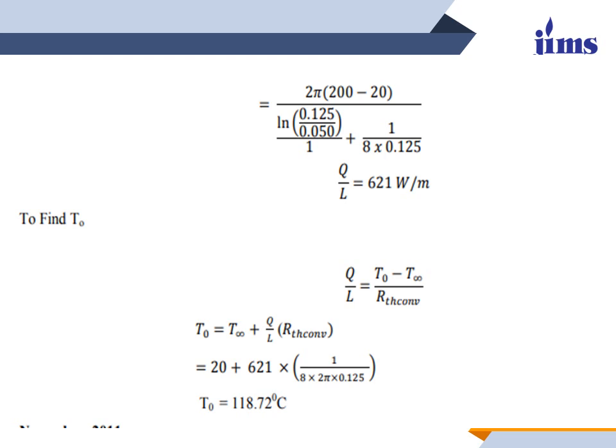So the next question is T naught, that is Q by L is equal to T naught minus T infinite whole divided by the resistance. So T naught, solve this equation. T naught is equal to T infinite plus Q by L multiplied by the conductive resistance. So T infinite is equal to 20, and we have calculated the Q by L, that is 621 multiplied by 1 divided by 8 multiplied by 2 pi 0.0125. So the final answer of the T naught is equal to 1018.72 degrees centigrade.